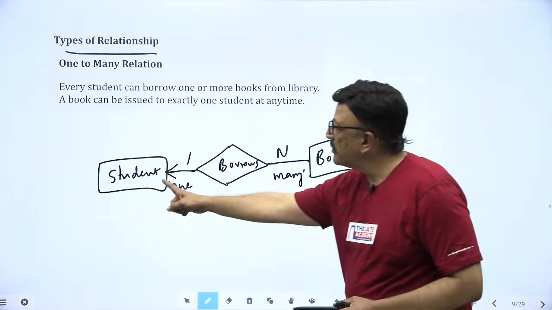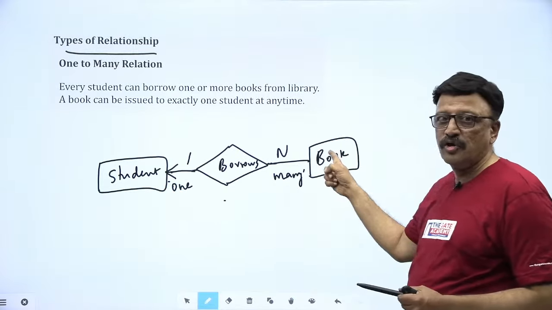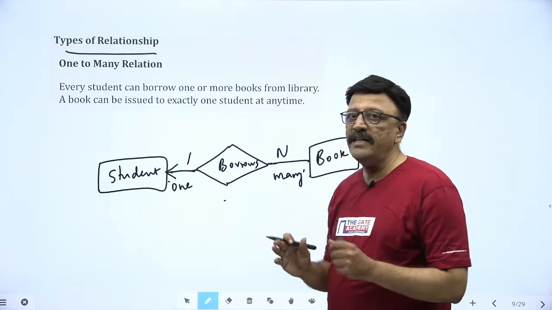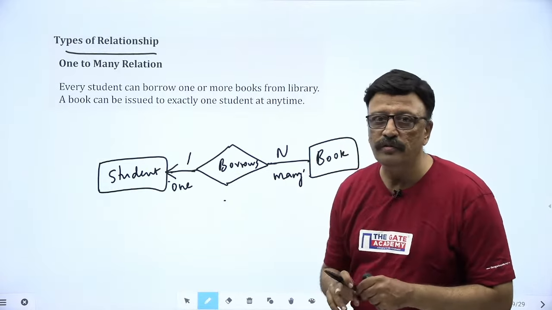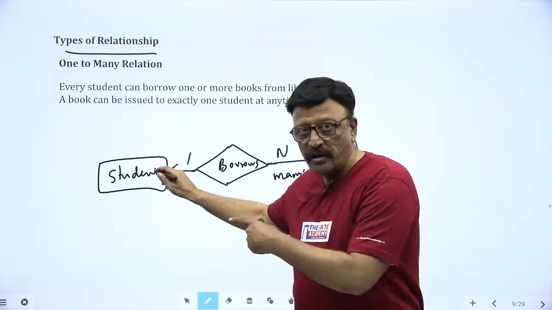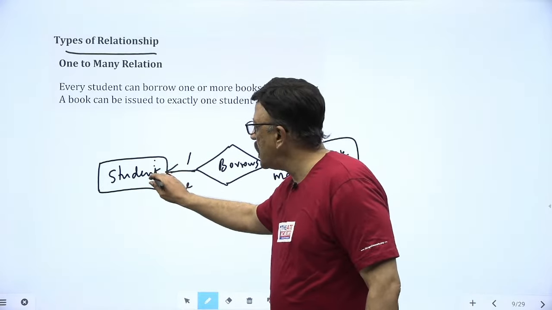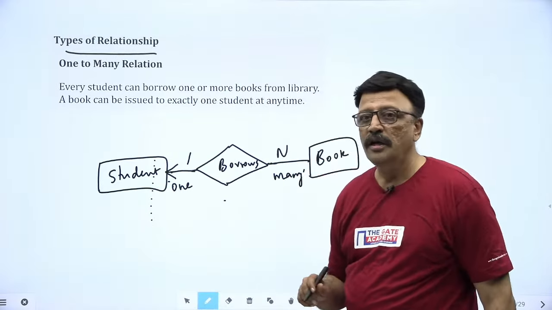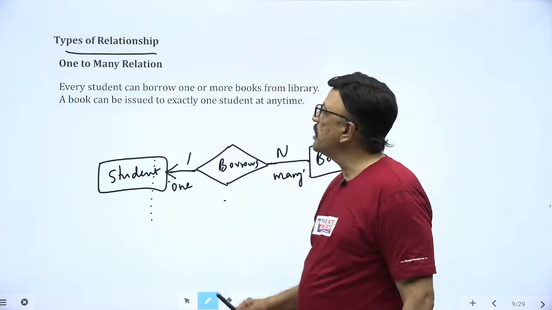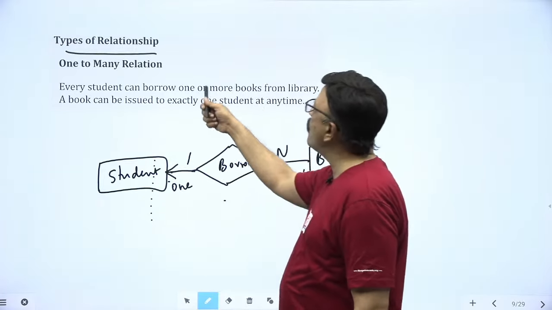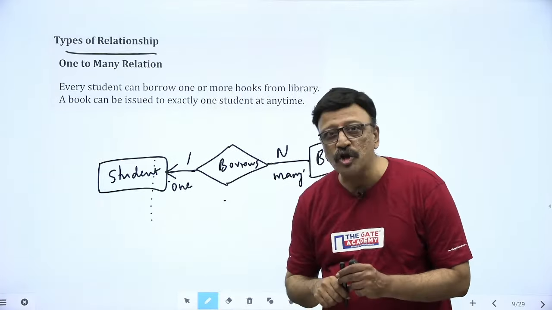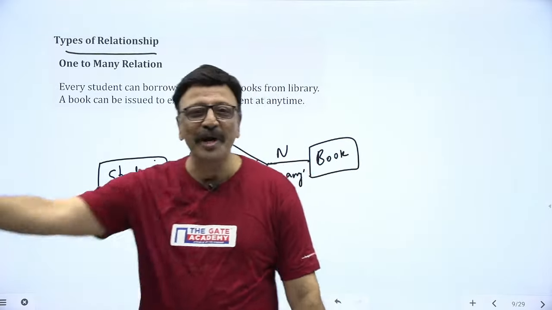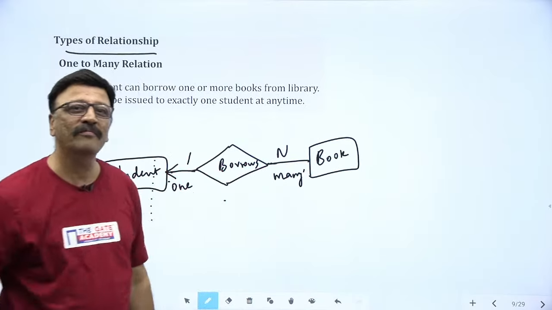A student can borrow many books. So N has been written at book side. Let's say there are 1,000 students in our institute. The student is actually a set of 1,000 students. Many students are there in our institute. Check the requirement given. A student can borrow one or more books. It's not that a student must borrow. You can't compel a student that you go to the library and you should borrow a book.